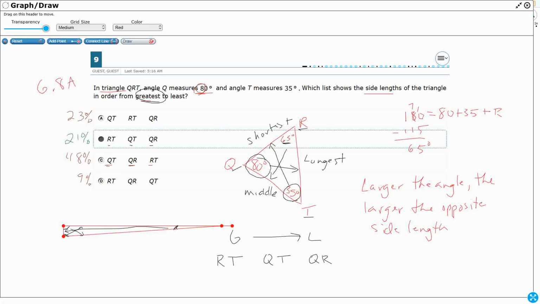But actually, Q as an angle is across from RT. It's across from the one that does not include Q, because if you have a side length that has a Q in it, then it's one of the two sides that actually make up the angle Q. So you could tell there's a lot of guessing here. Not really sure what's going on with students.